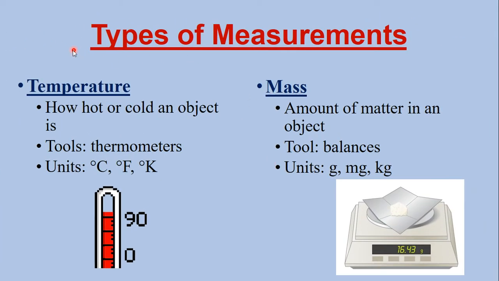The first two we're going to talk about are temperature and mass. Temperature is how hot or cold an object is. When you take physical science or chemistry, you're going to talk a little bit more about temperature and how you can affect it. But right now, we're just going to talk about how hot or cold an object is.